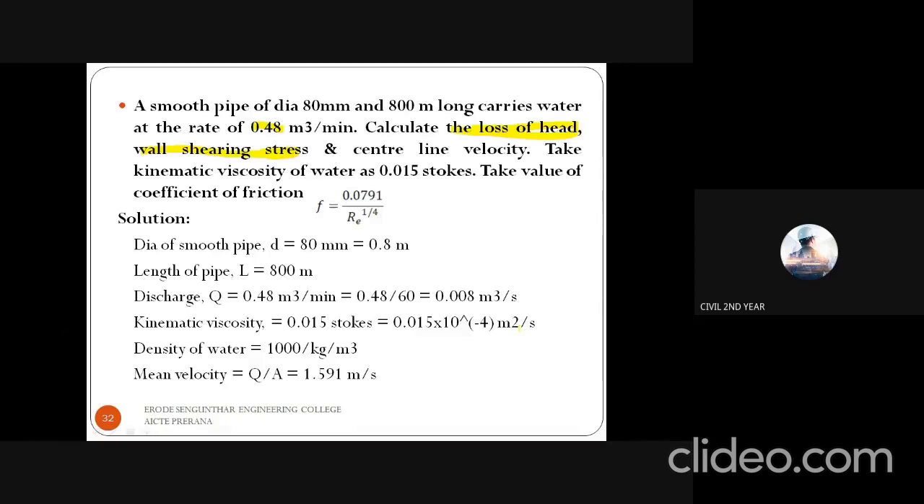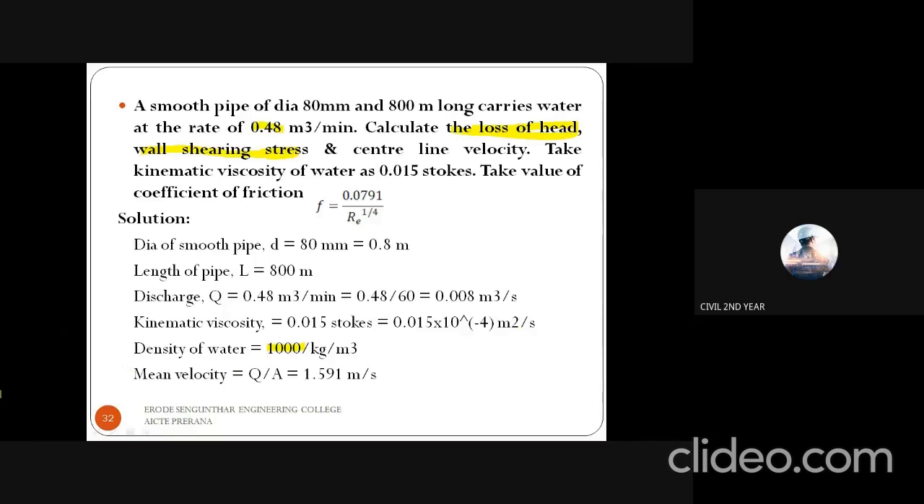The next data: the flowing liquid is water. So the density of the water is 1000 kg per meter cube.